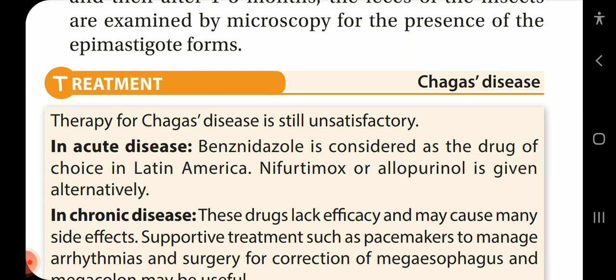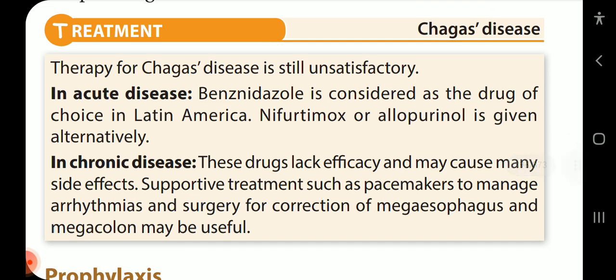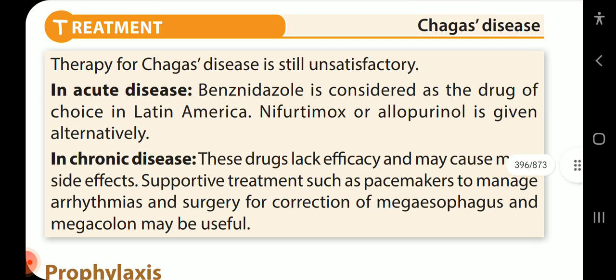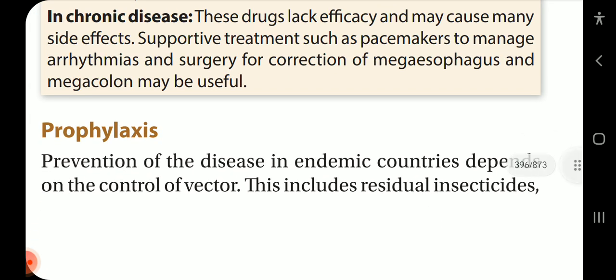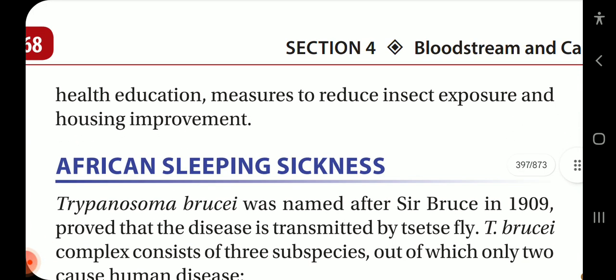Now coming on to Chagas disease treatment. Therapy for Chagas disease is still unsatisfactory in acute disease. Benznidazole is considered the drug of choice in Latin America. Nifurtimox or allopurinol is given alternatively. For chronic disease, these lack efficacy and may cause many side effects. Supportive treatments such as pacemakers to manage the arrhythmias and surgery for the correction of megaesophagus and megacolon may be useful. Prophylaxis: prevention of the disease in endemic countries depends on the control of the vector. This includes residual insecticides, health education, measures to reduce insect exposure, and housing improvement.